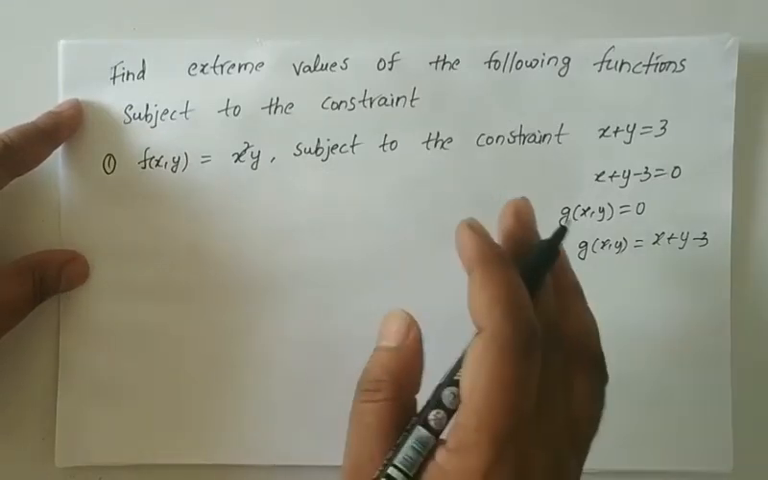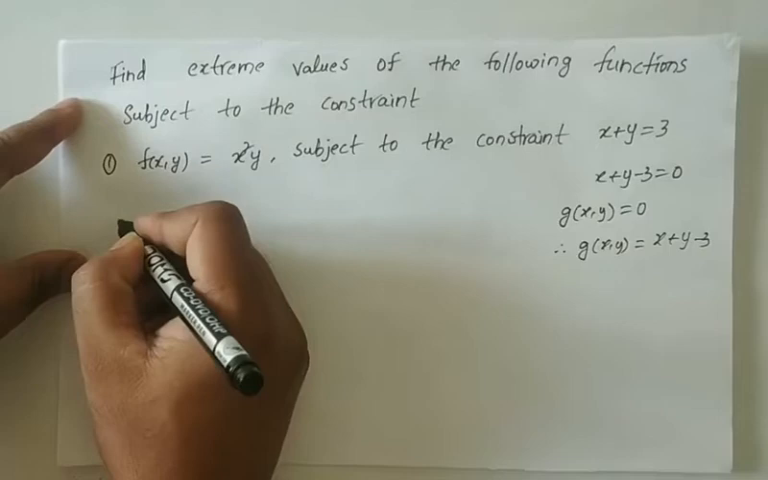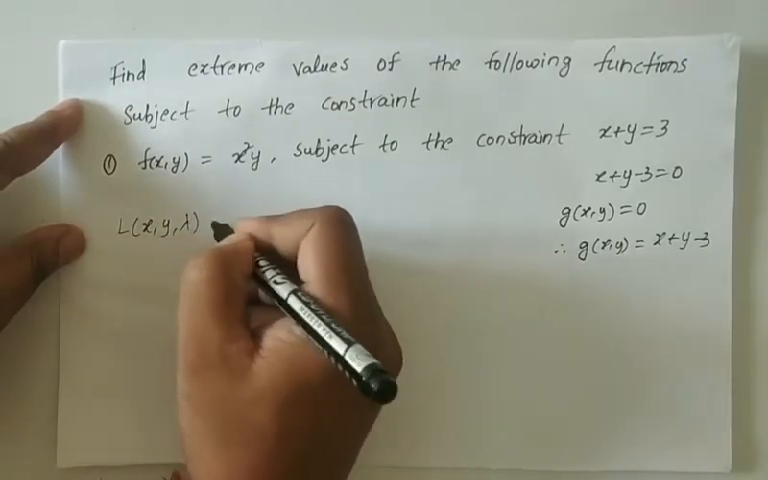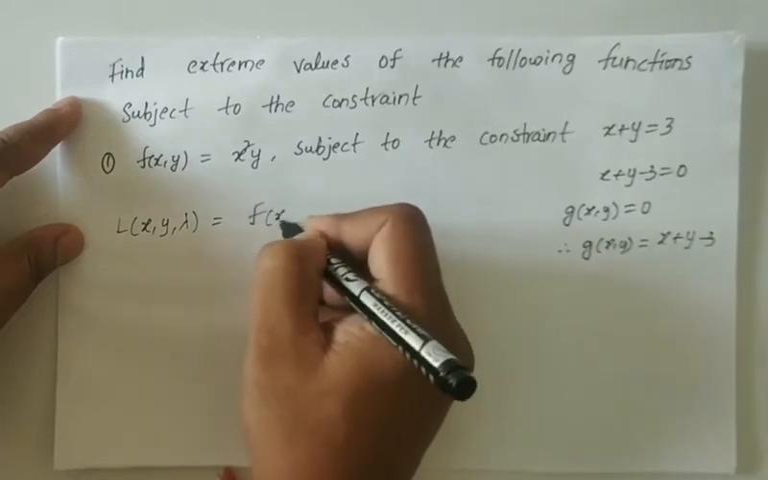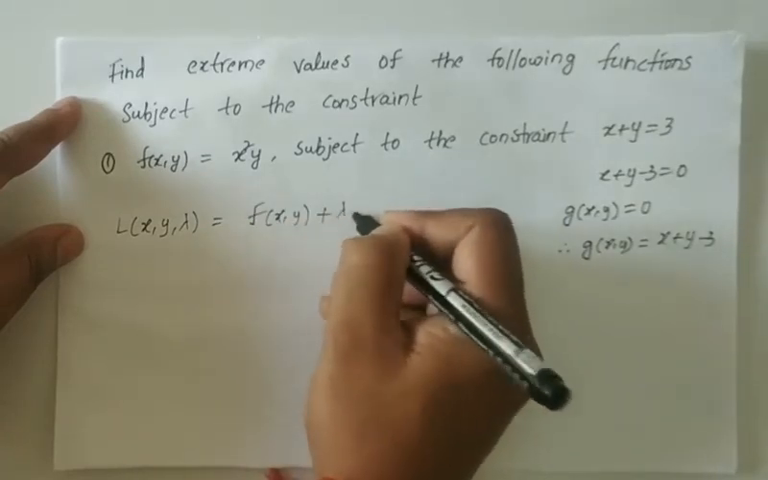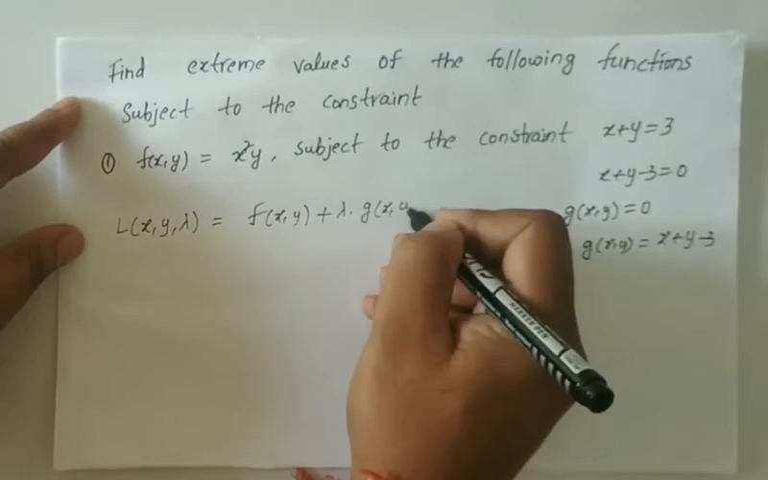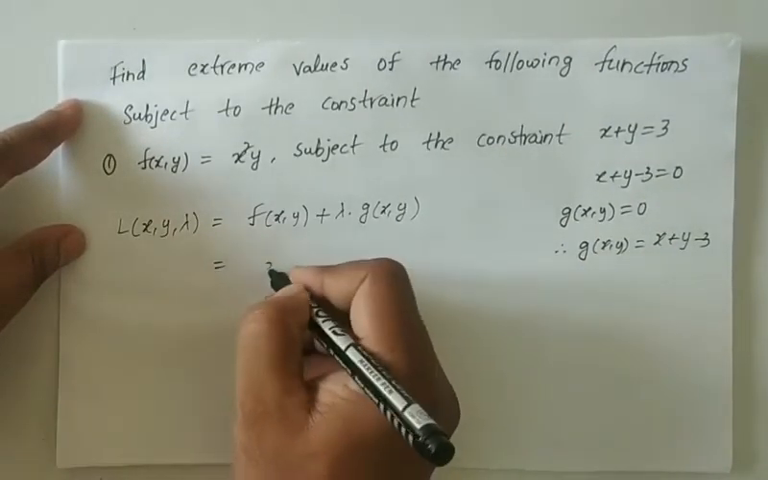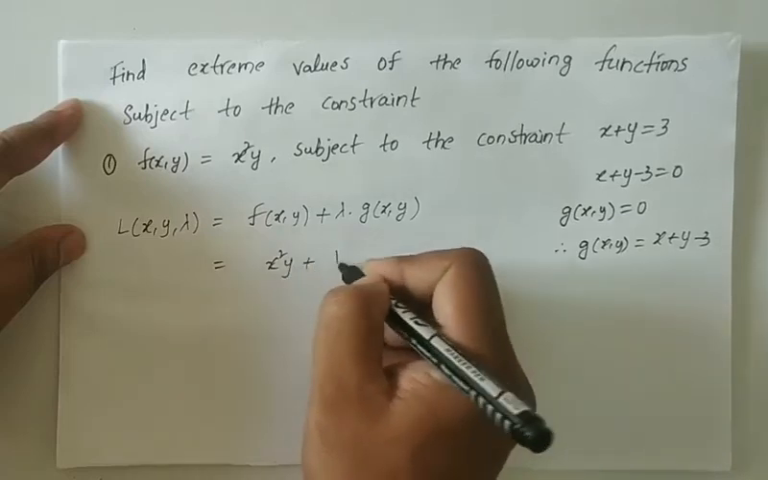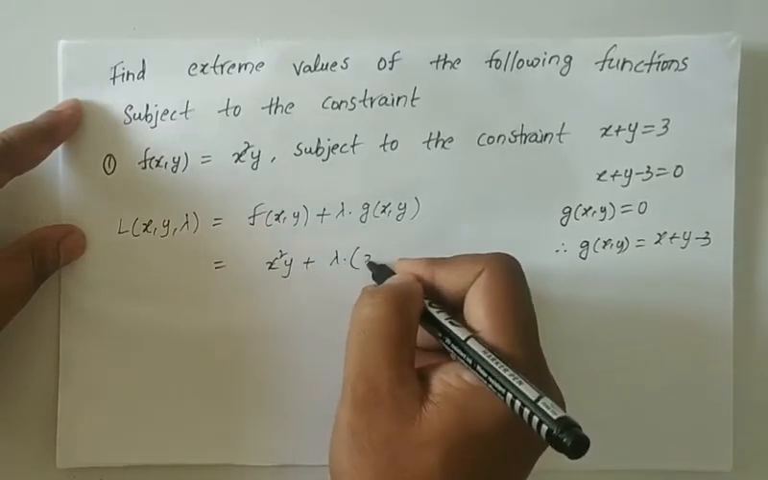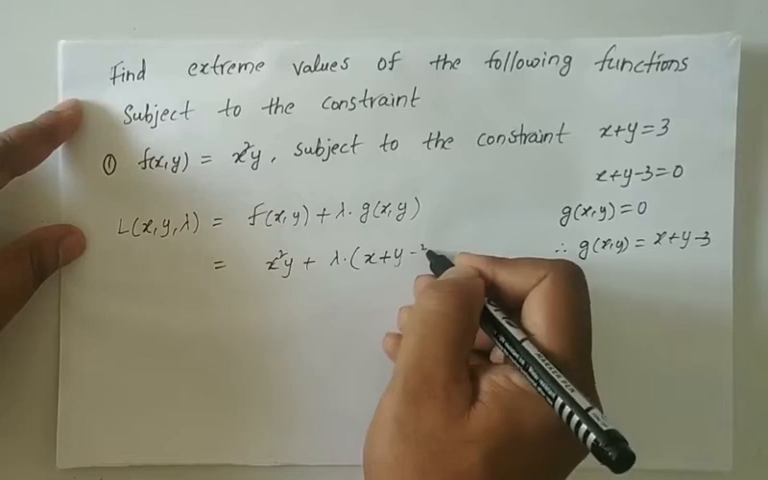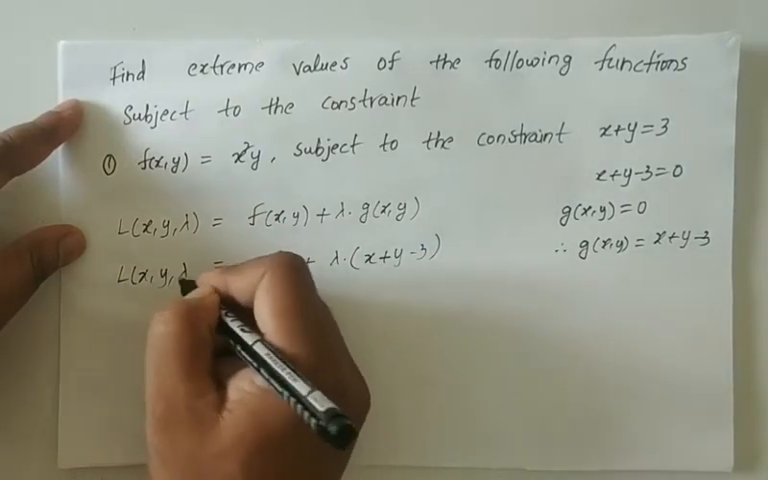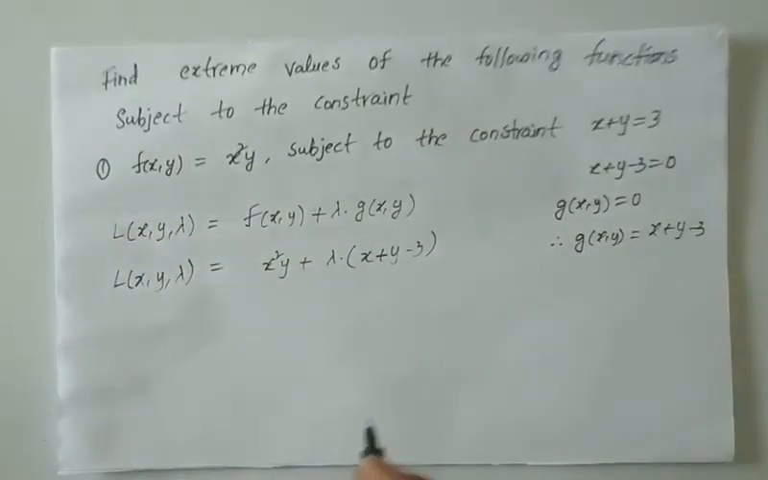First, we have to write the Lagrangian. Already we know that: L of x comma y comma lambda is equal to f of x comma y plus lambda into g of x comma y. So now let us substitute. f of x, y is x square y, plus lambda into g of x comma y, which is x plus y minus 3. So this is the Lagrangian.